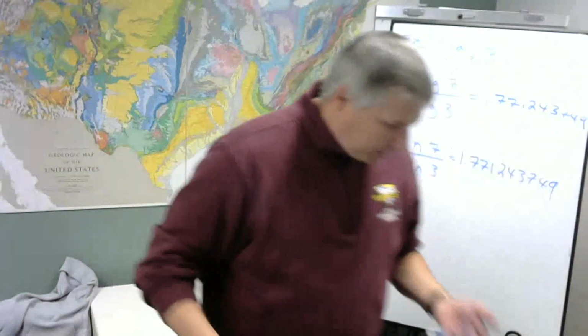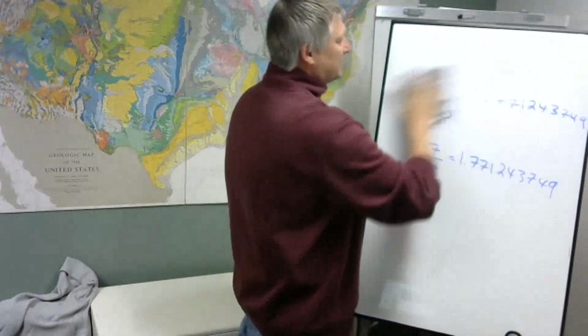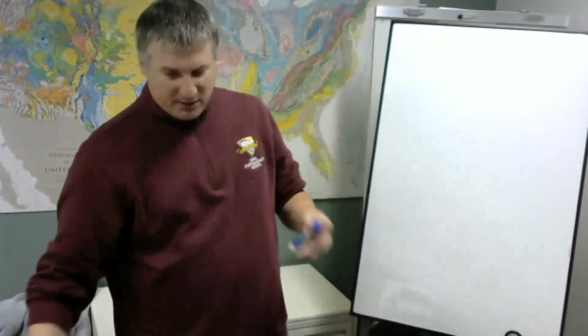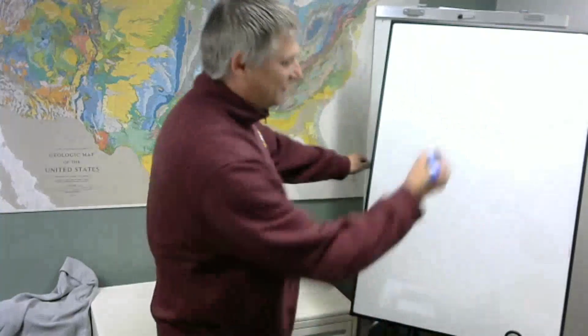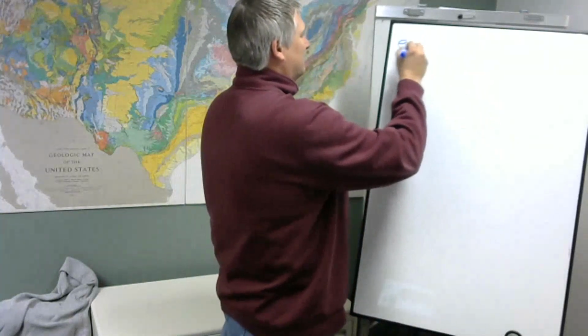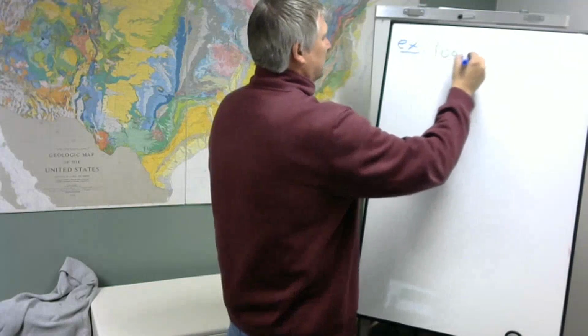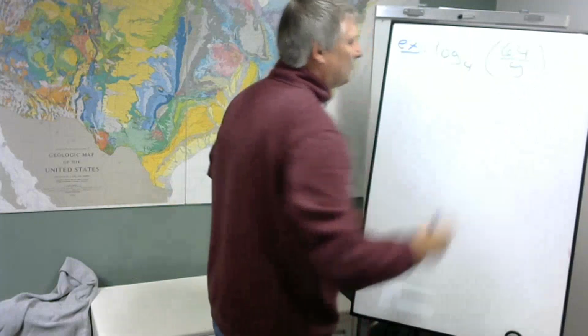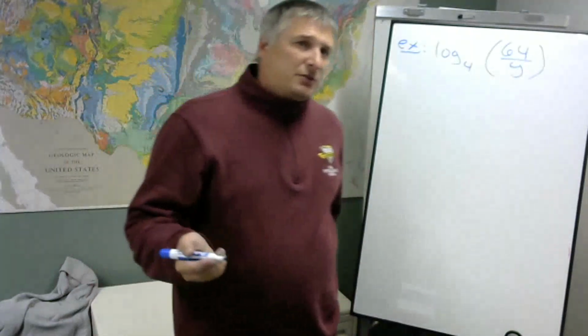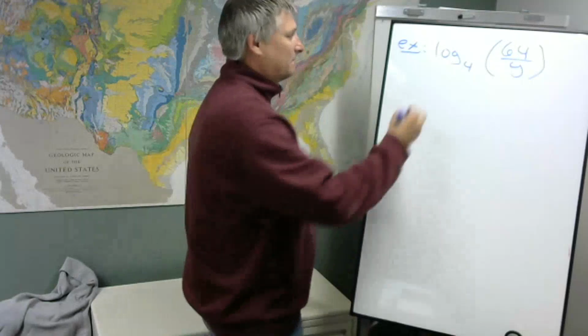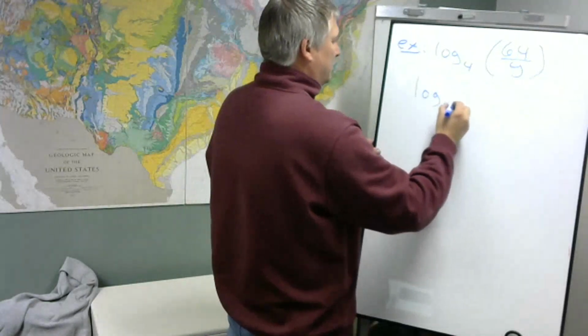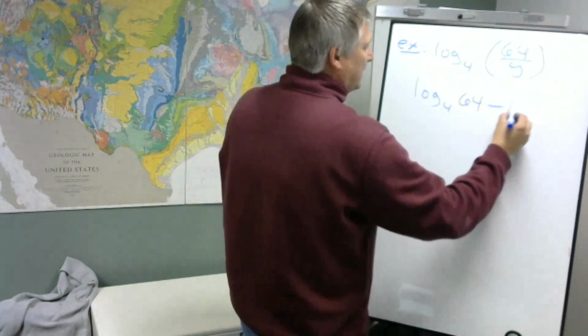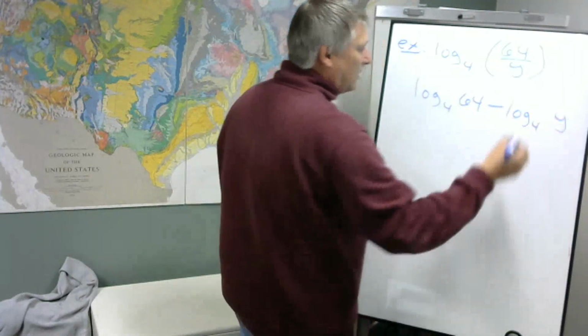All right, so let's play around with these. We're going to bring all these properties together, and we're going to build things, compress them, and then we're going to actually pull them apart. So let's say we have something like this. Well, the logarithm of a division is the difference of logarithms. So this is log base 4 of 64 minus log base 4 of y.